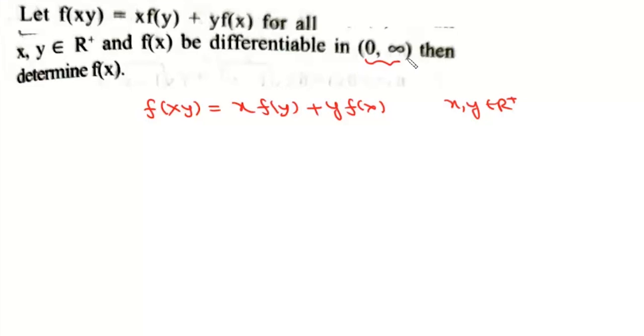Now here the question is, we are given that f(xy) is equal to x f(y) plus y f(x) for x, y belongs to R positive, and it says it is differentiable on 0 to infinity. Now what we'll do is we'll find the value of f(1). Now we'll put x and y as both 1, so it'll be this f(1) and it'll be equal to f(1) plus f(1). So clearly the value of f(1) is 0.